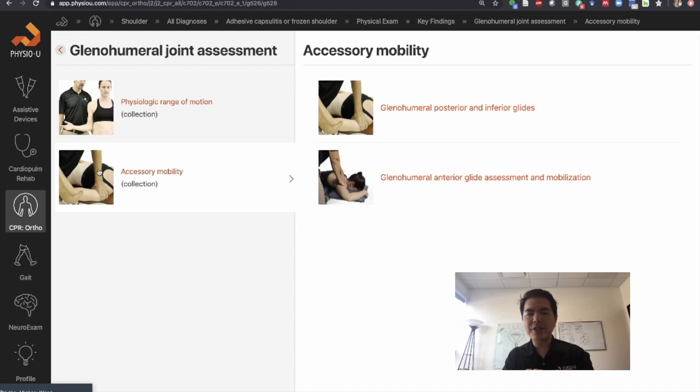And by the way, these are clumped together. I want you to think when you're assessing glenohumeral joint range of motion that you are going to be looking at physiologic and accessory mobility. I mean, these clumps were built by design because when they can group things together, it helps them to manage and as well as access things that should be linked together.